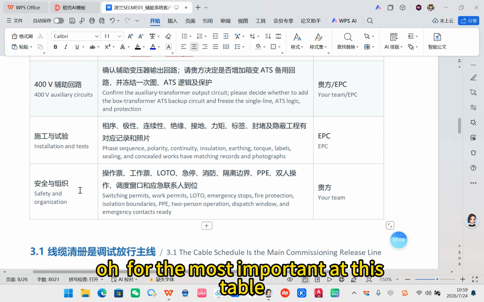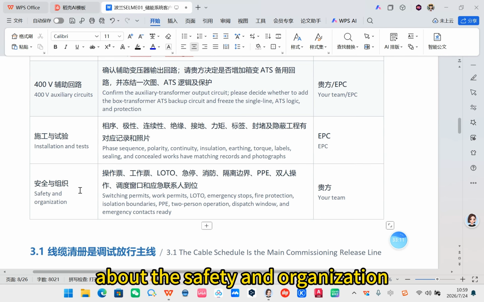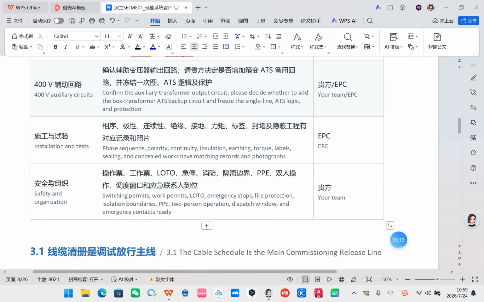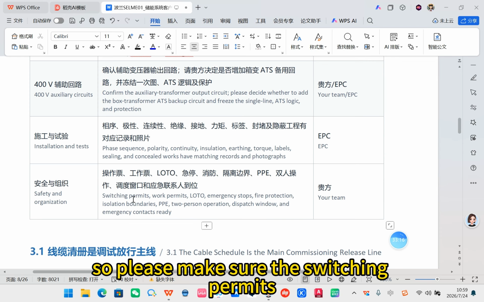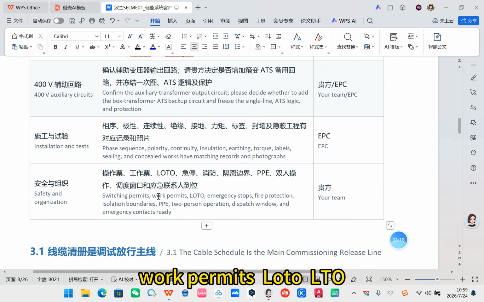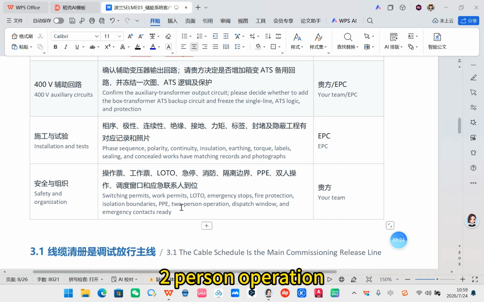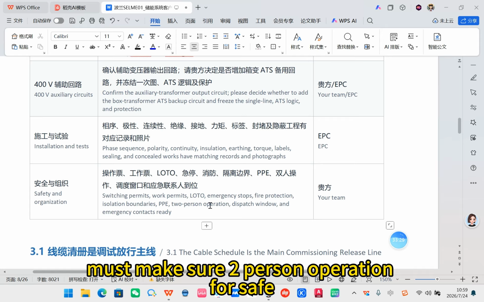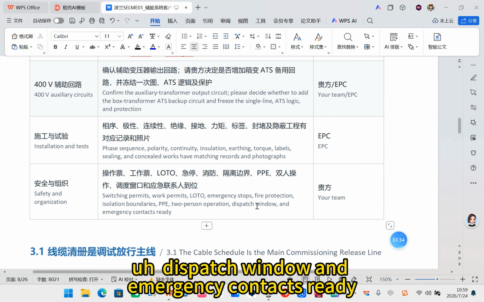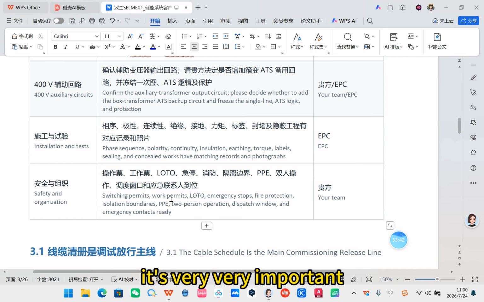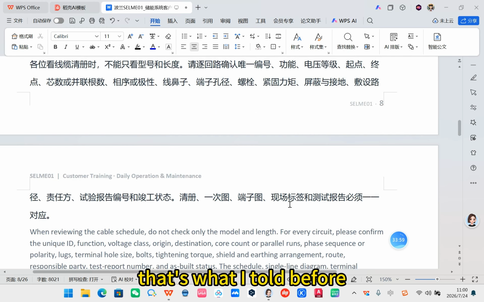The most important part of this table is about safety and organization. Please make sure the switching permits, work permits, LOTO, emergency stops, fire protection, isolation boundaries, PPE, and two-person operation are in place. Must make sure two-person operation for safety. Dispatch window and emergency contacts are ready. It's very, very important. Double P, must double. That's what I told before.